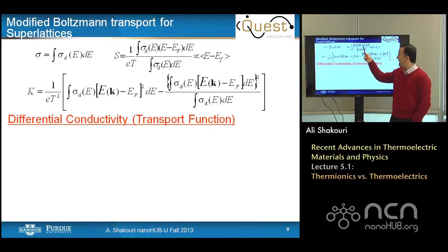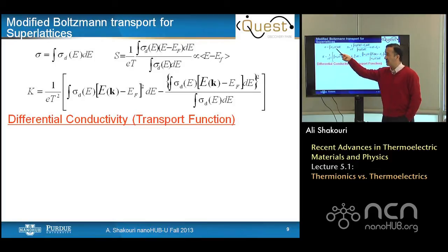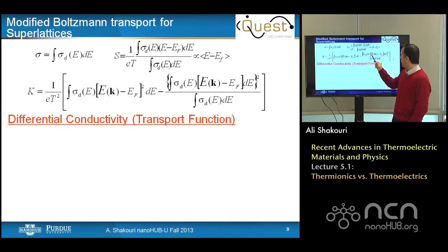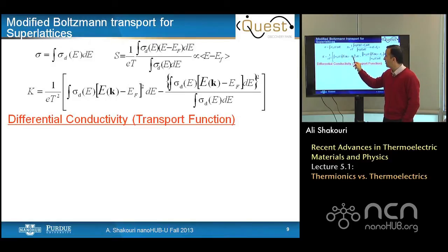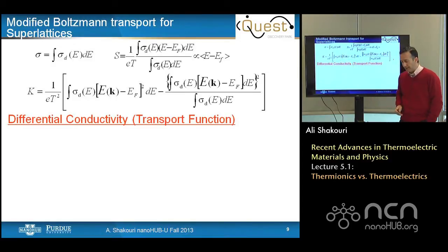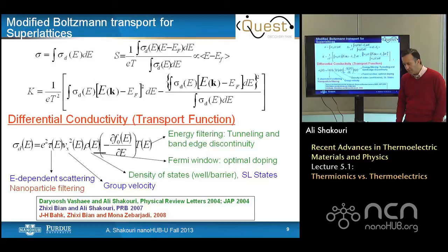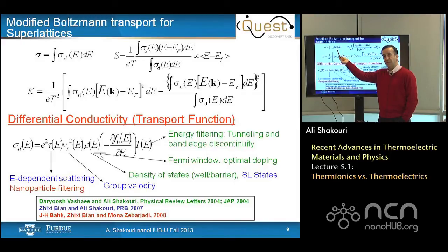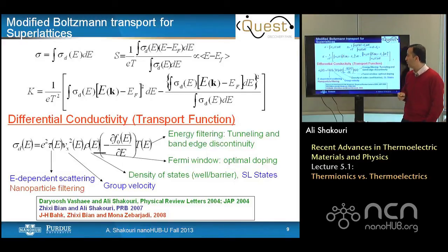The Seebeck coefficient is the average energy of the moving electron with respect to the Fermi level, with a weighting factor of the differential conductivity. And the electronic contribution to thermal conductivity has to do with the second order moment of this differential conductivity, or the width of the band. The key question for doing the calculation is, what is the form of this transport function, the differential conductivity, that you use?